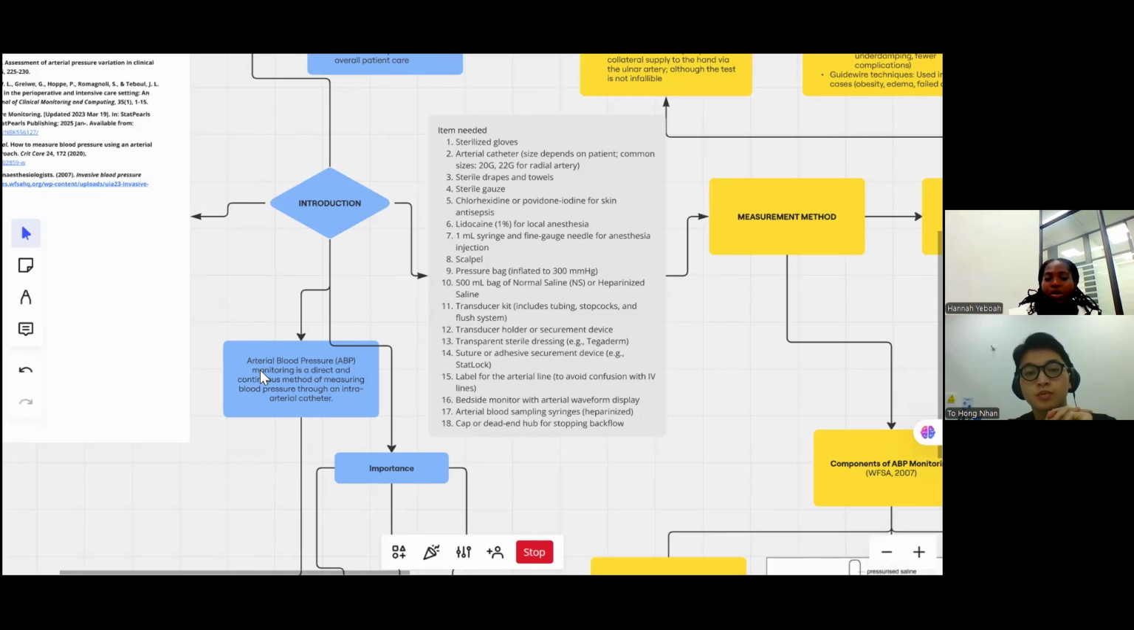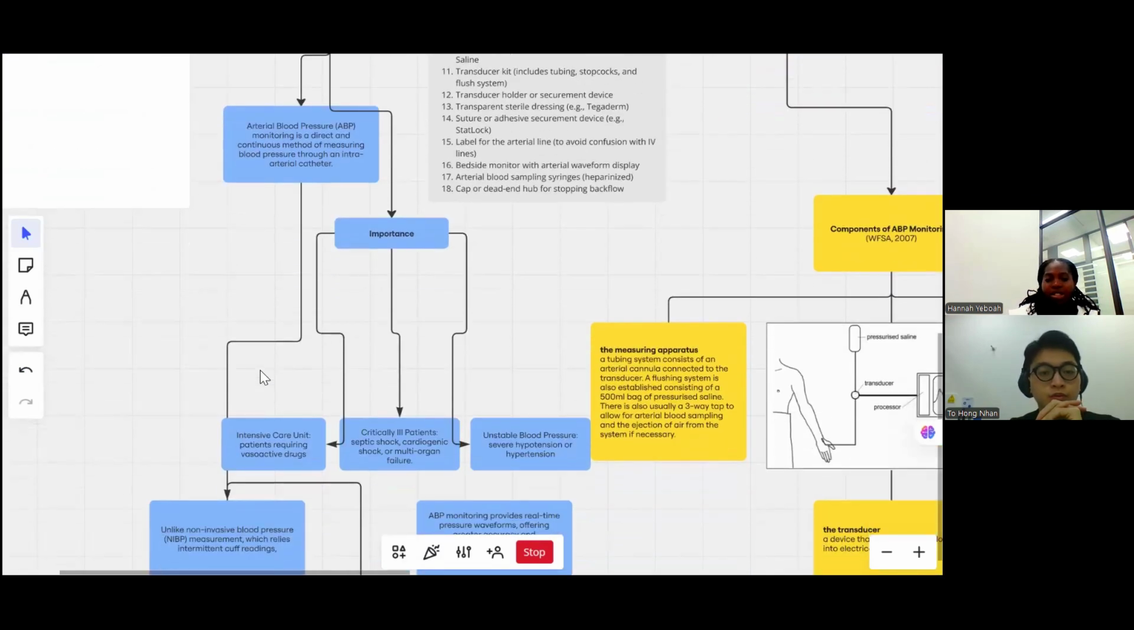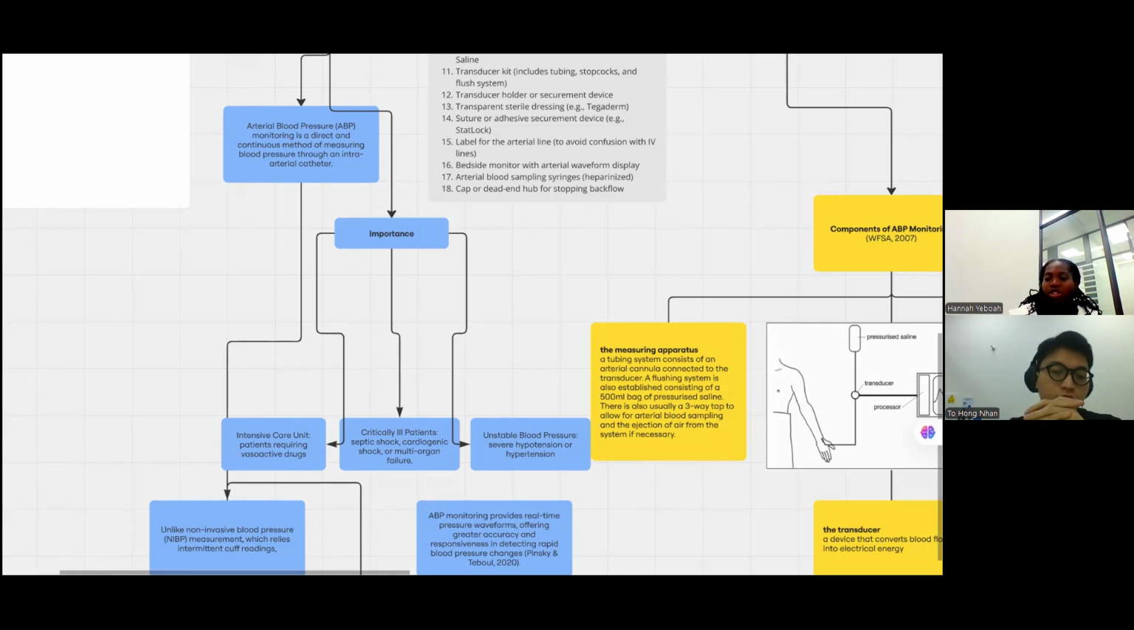And this is very important for three main reasons. The first thing is intensive care unit patients who require vasoactive drugs. And for these drugs, we need to monitor the blood pressure of the patient continuously. Next is patients who are critically ill, such as those in septic shock, those who have cardiogenic shock, and also those who have multi-organ failure. So it is very crucial for us to monitor the blood pressure of these patients almost all the time.